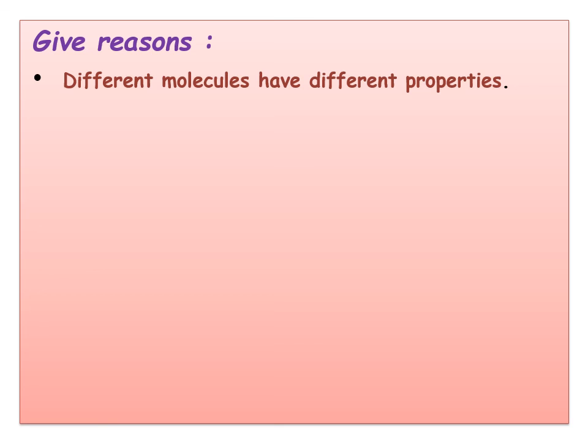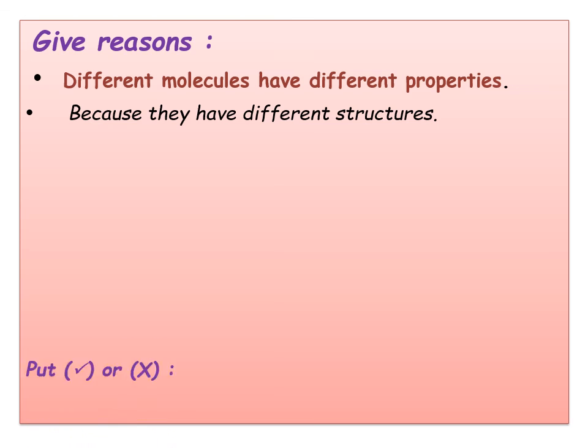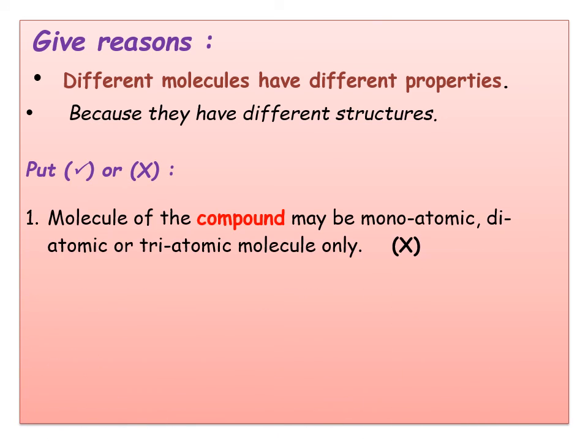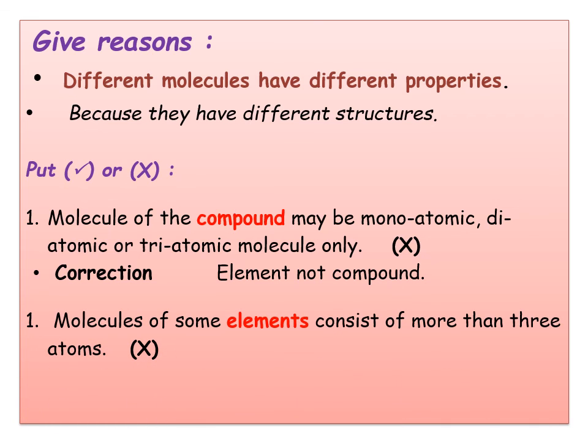Give reason: different molecules have different properties because they have different structure. Right or wrong: molecules of the compound may be monoatomic, diatomic, or triatomic only. The answer is wrong. Molecules of elements may be mono, di, or triatomic. Molecules of some elements consist of more than 3 atoms? No, the answer is wrong, because molecules of compounds consist of more than 3 atoms.